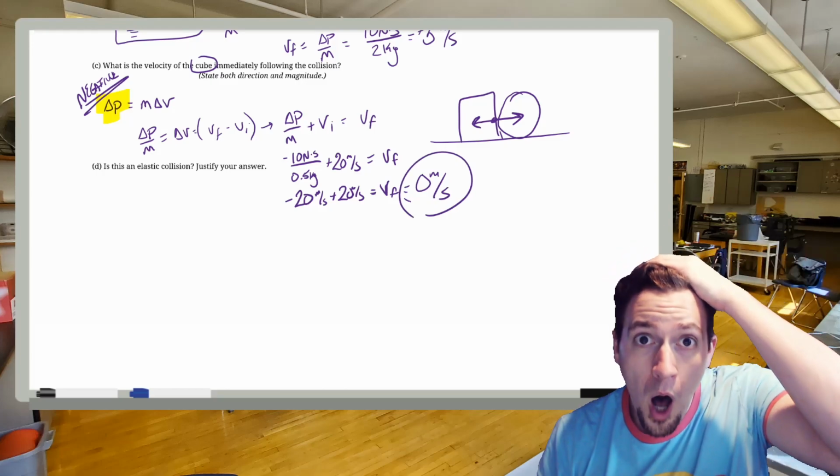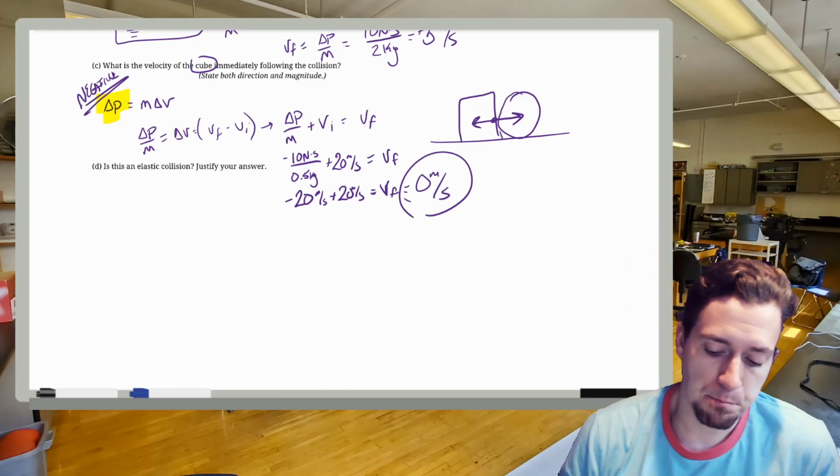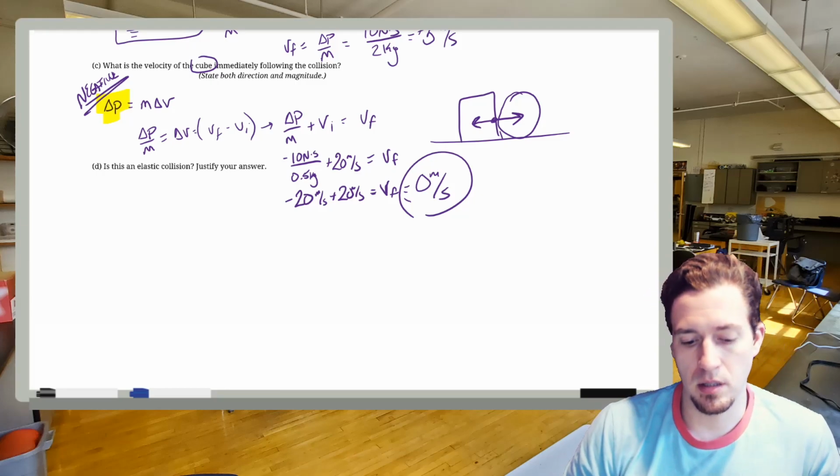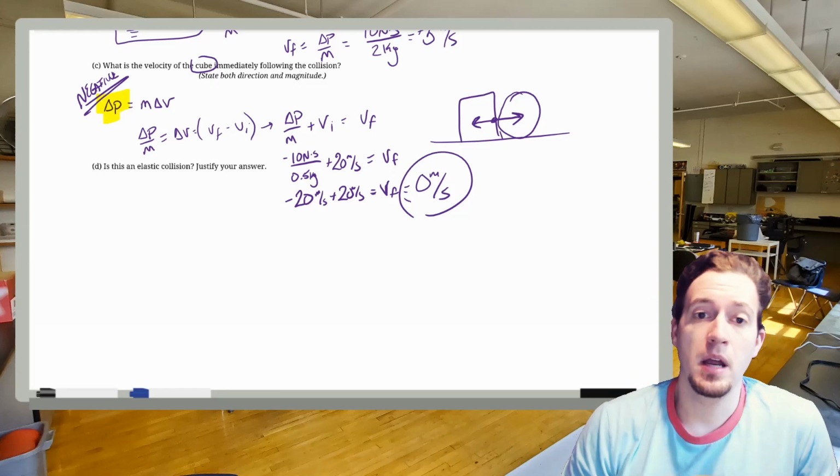Whoa! Crazy. Awesome. So we know that in this example, the cube does stop.